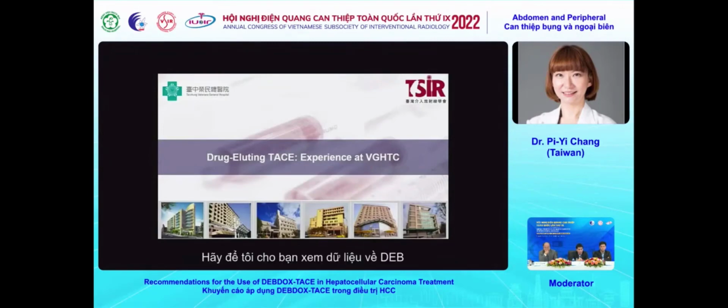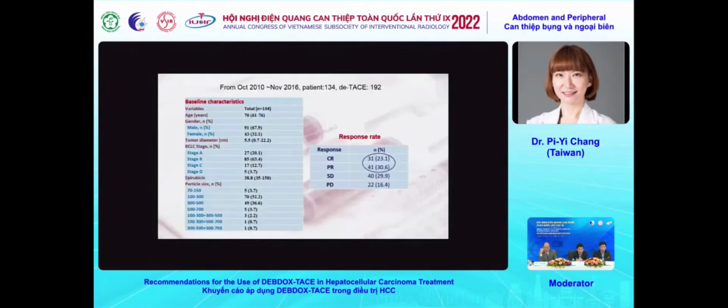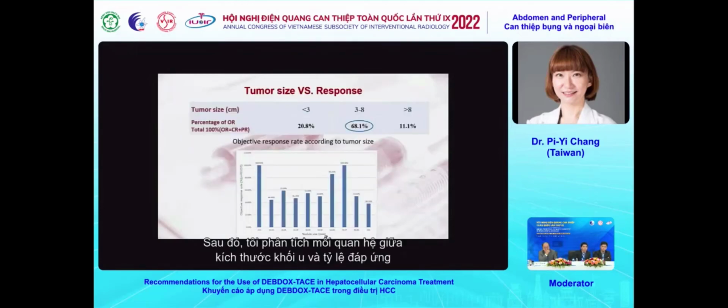Let me show you the data on drug-eluting beads from my own experiences. I had done 192 times of DEBDOX-TACE on 134 patients. And you can see that the response rate for DEBDOX-TACE can reach up to 53.7 for objective response rate. Then I analyzed the relationship between tumor size and the response rate, and I found out that better results of DEBDOX-TACE treatment are produced for the tumor size between 3 to 8 centimeters in length.